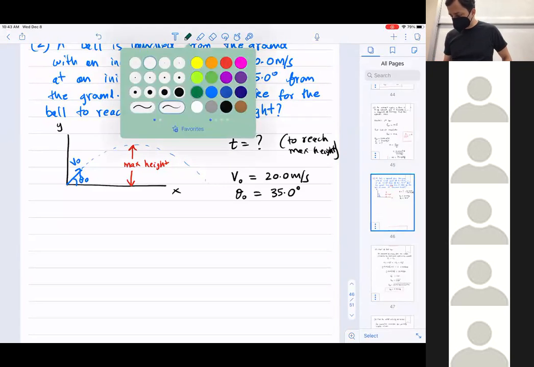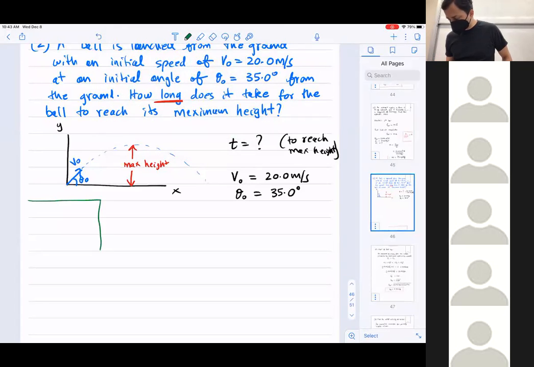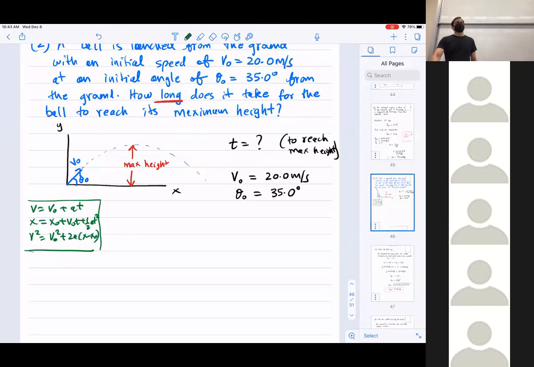Let me put this in green. This is our little box. For the general equations here, V equals V naught plus AT, either in the X or Y. You have X equals X naught plus V naught T plus 1/2 AT squared. And then you have V squared equals V naught squared plus 2A times X minus X naught. You can apply this set of equations along X and along Y.